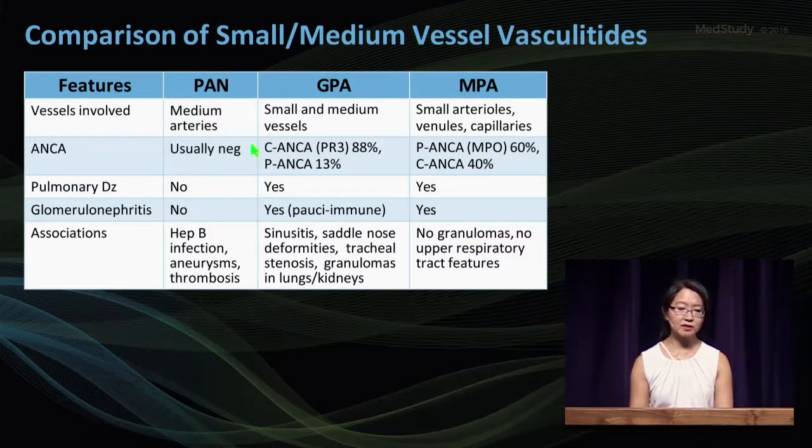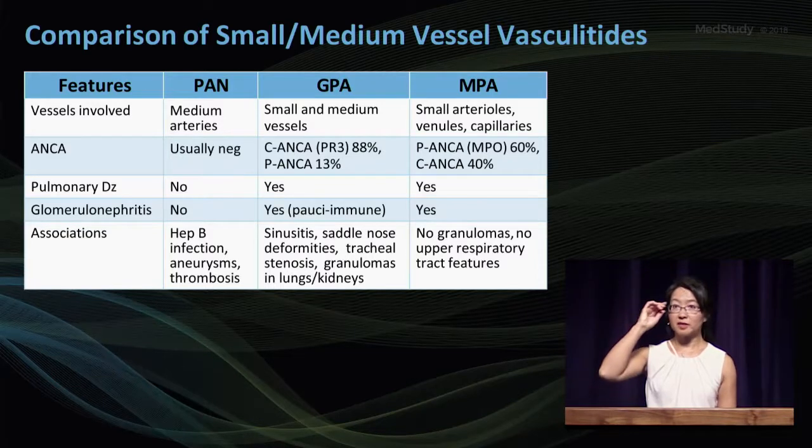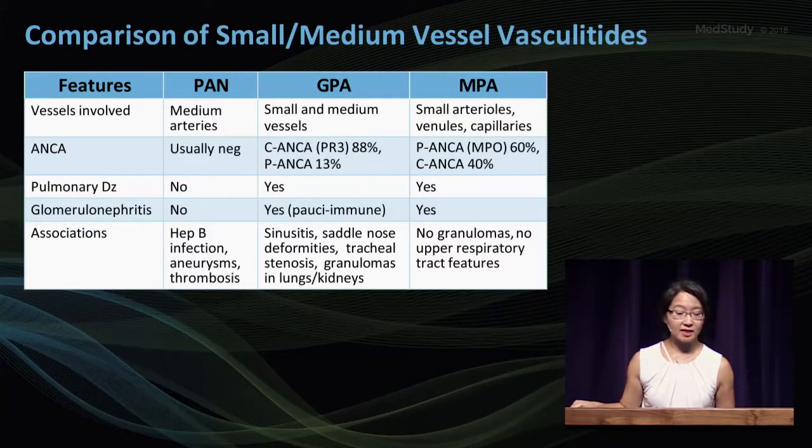All right, so I just want to compare the small and medium vessel vasculitides: PAN, GPA, and MPA. Just kind of emphasize this. Don't feel bad if you got the last question wrong, because a lot of rheumatologists could get the last question wrong as well. With PAN, remember it's medium-sized vessels. With GPA and MPA, they're smaller vessels. ANCA is negative in PAN, whereas you see C-ANCA with GPA, P-ANCA with MPA, although GPA patients can also have P-ANCA and MPA patients can have C-ANCA.